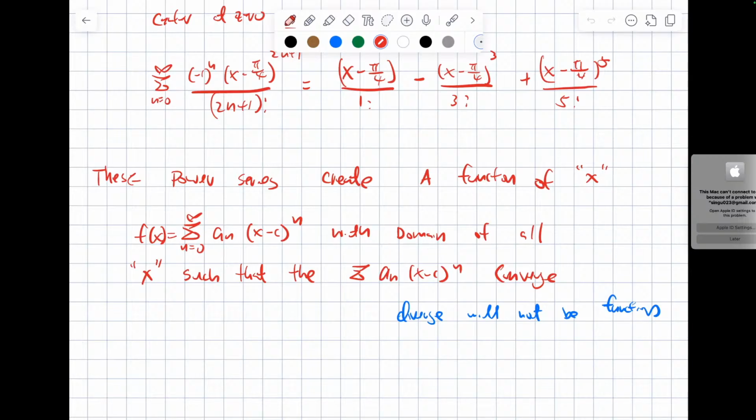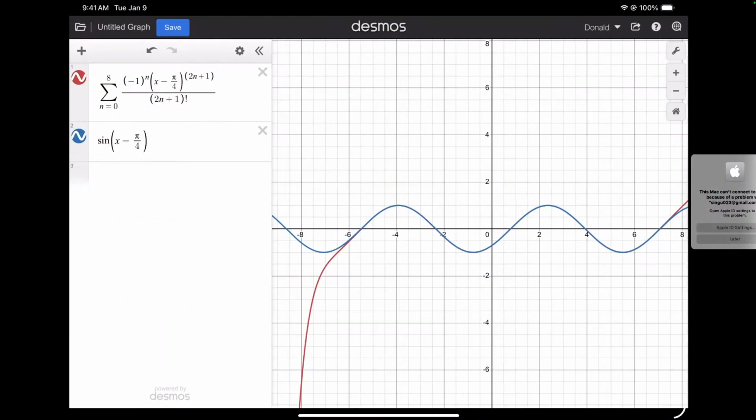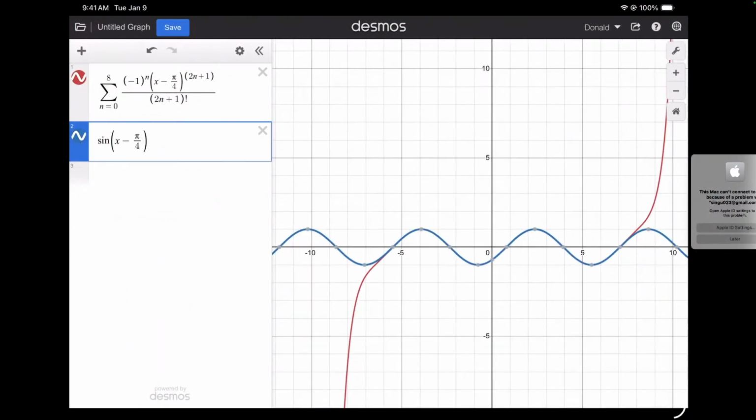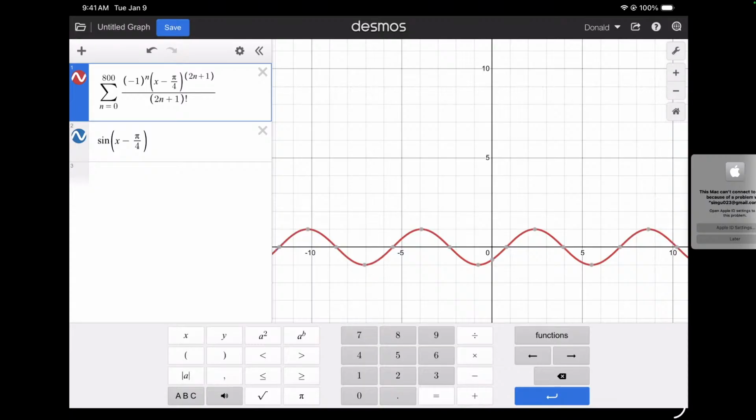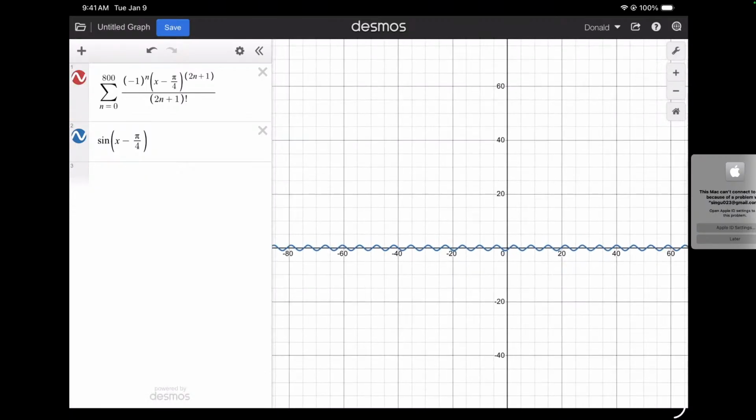The radius of convergence means, you know how we have this graph here? It only stops right here around 5, right? But we can go to infinity. If I do a lot of iterations, let's say 800 iterations, then it will be exactly the same. So the interval of convergence here is defined as from negative infinity to positive infinity, which means the radius of convergence is actually infinity.